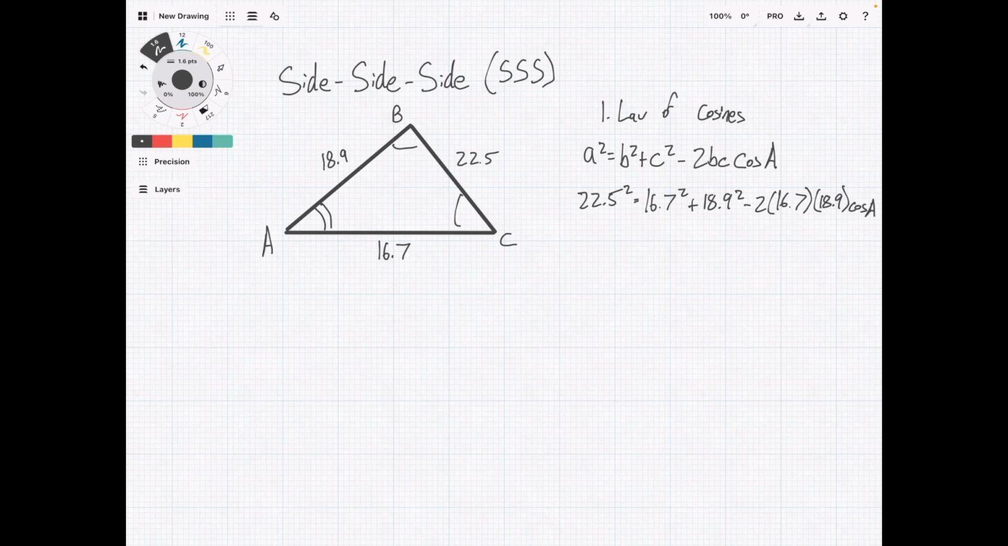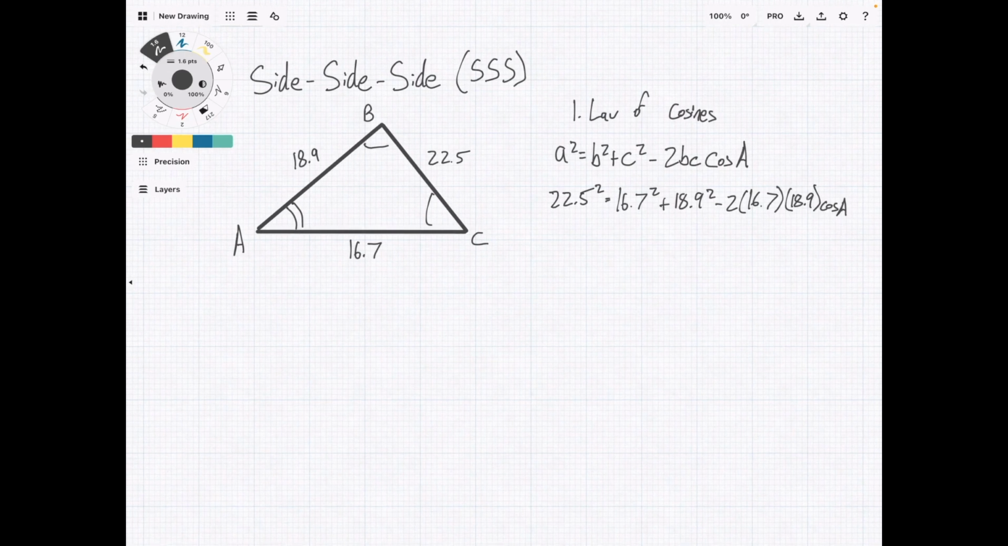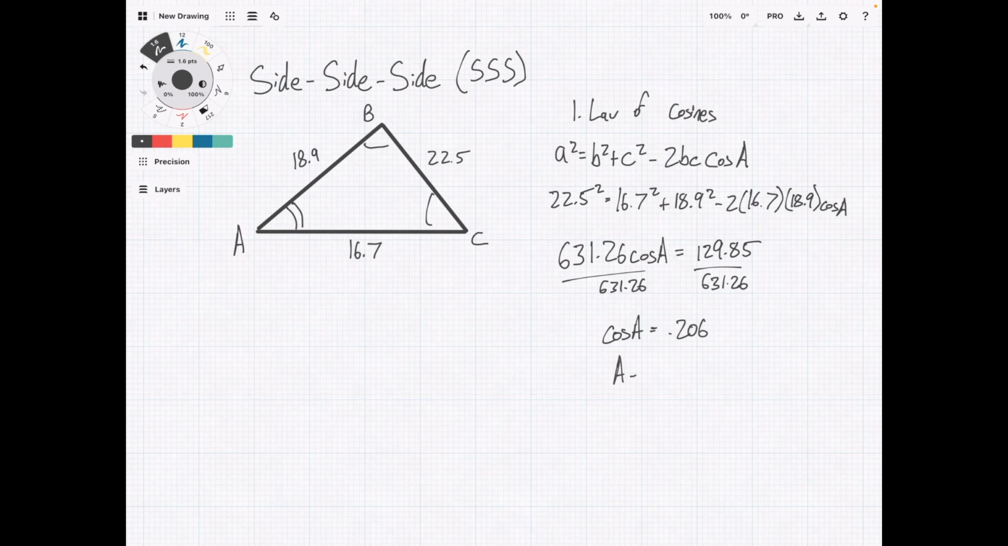Alright, so we're almost running out of space here. That's why we can move it. And then we do some math. We're going to have 631.26 cosine of A. So basically I solved this part and then brought it to the other side. That's going to equal 129.85. All right, then we're going to divide by 631.26. We're going to get cosine of A equals 0.206. And then we'll figure out that angle A equals 78.13 degrees. So put that in here, 78.13.